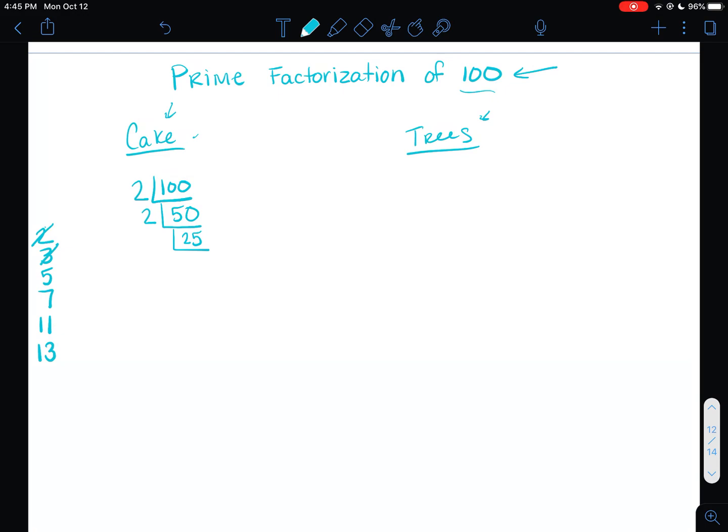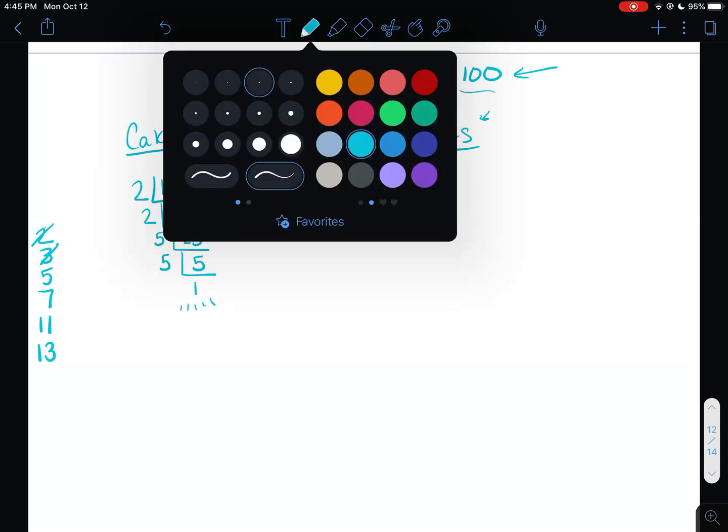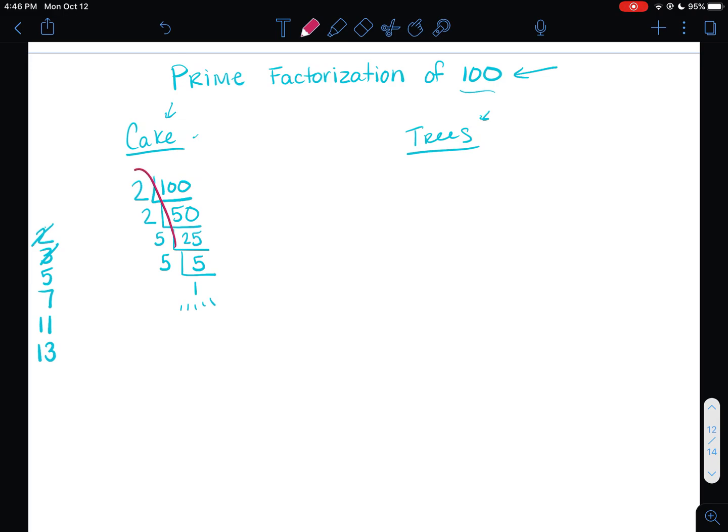So 25 is not divisible by 2, so we're going to cross it off and move on. 25 is also not divisible by 3. Oh, but it is divisible by 5. So we're going to divide 25 by 5 to get 5. And 5 is obviously divisible by itself, 5. And 5 divided by 5 is 1, and there's the candle at the top of your cake. So then you need to pull out the numbers on the side, and the prime factorization of 100 is 2 times 2 times 5 times 5.